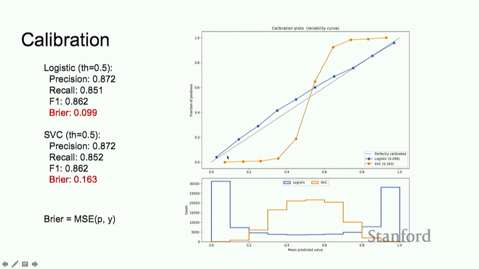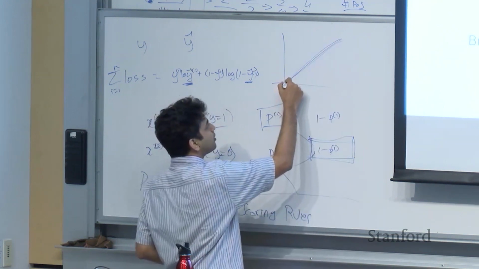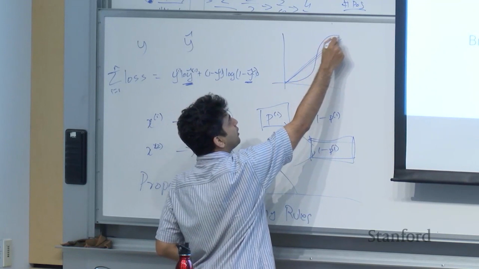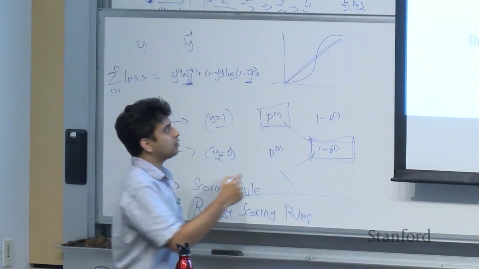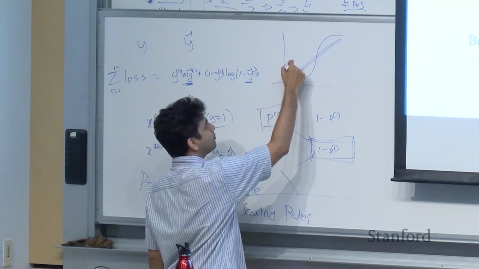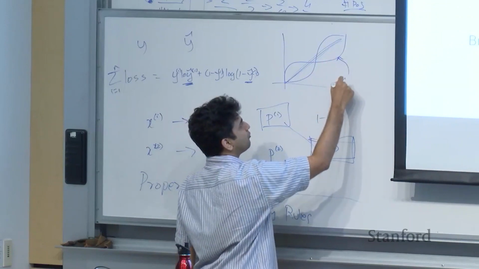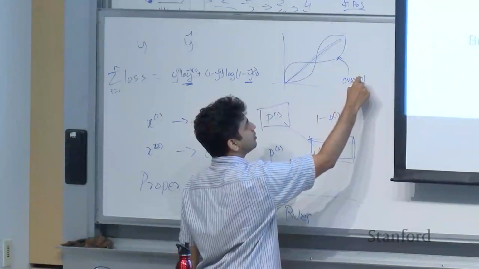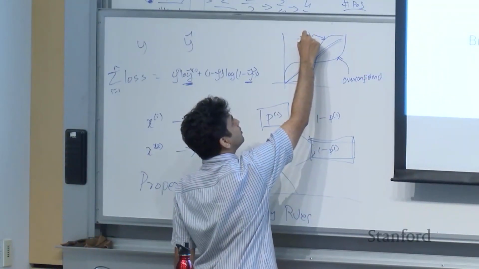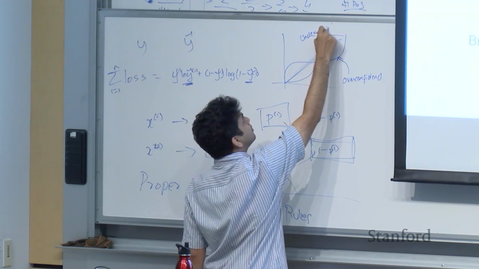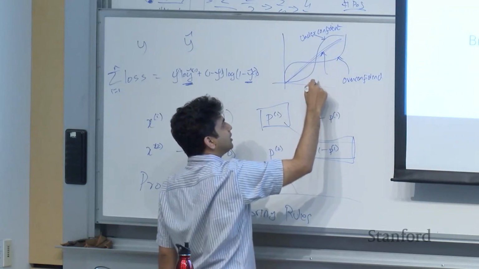So a perfectly calibrated curve would be like a straight line. An underconfident calibration curve will have this kind of inverted S shape. Similarly, an overconfident model will have a calibration curve that looks like this. So this would correspond to overconfident. This is underconfident. And if it's directly here, this is well calibrated.